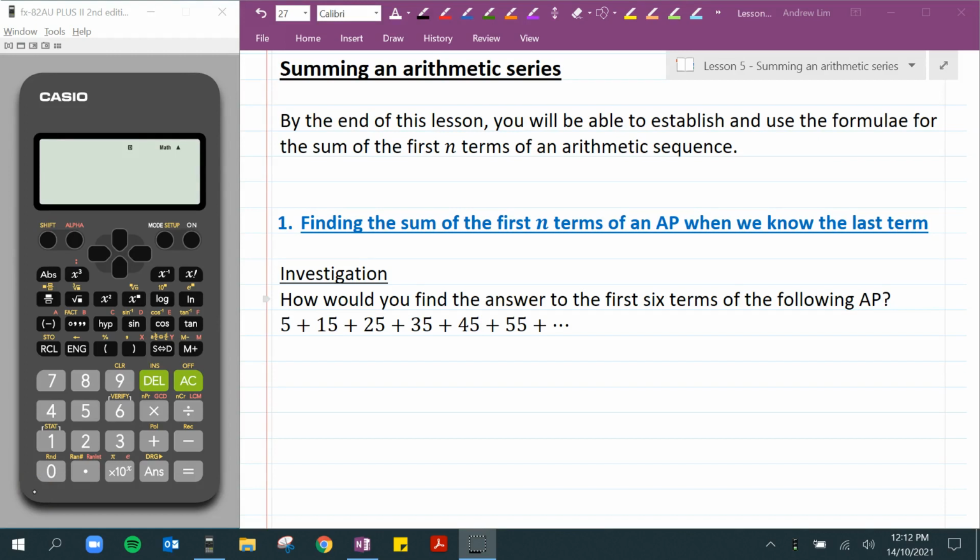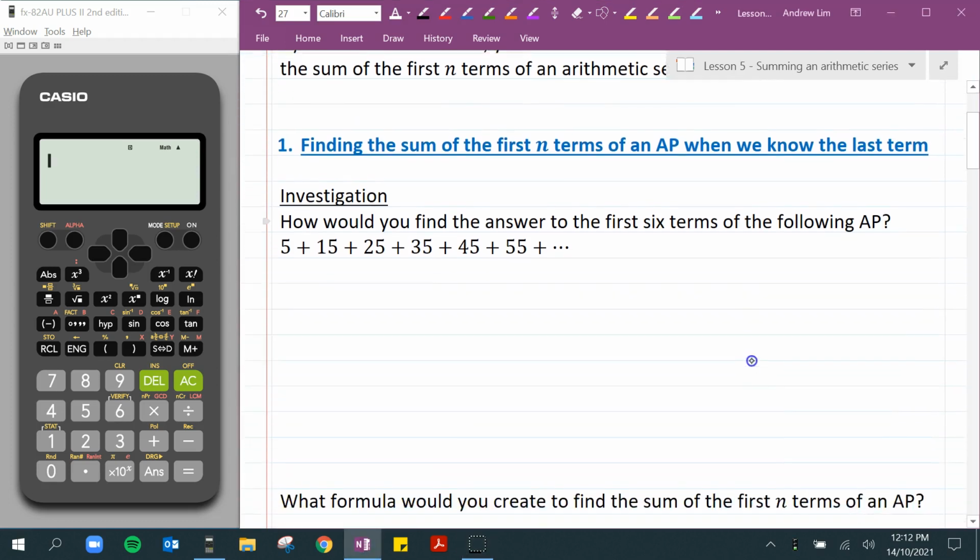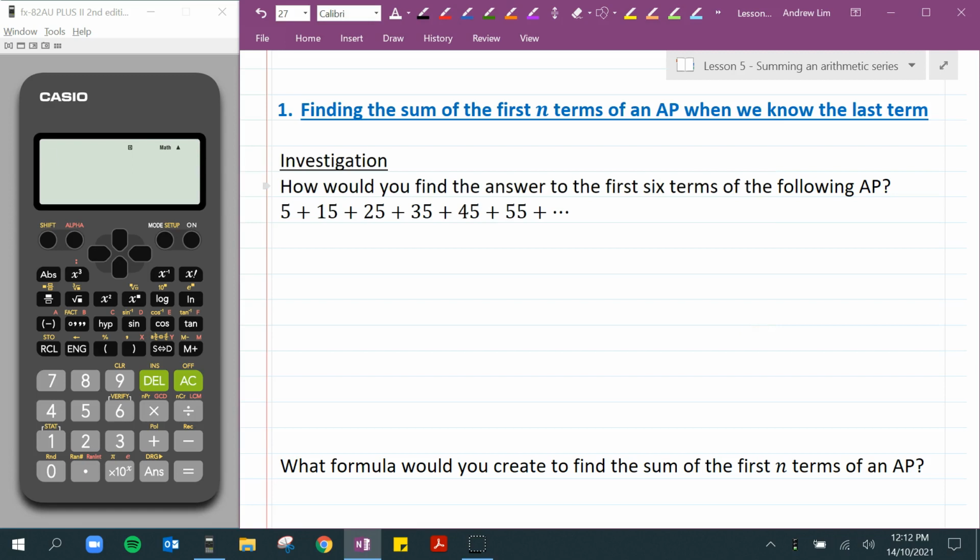In this video we're going to be looking at summing an arithmetic series. By the end of this lesson you'll be able to establish and use a formula for the sum of the first n terms of an AP. So let's have a look at the first thing of this lesson: finding the sum of the first n terms of an AP when we know the last term.